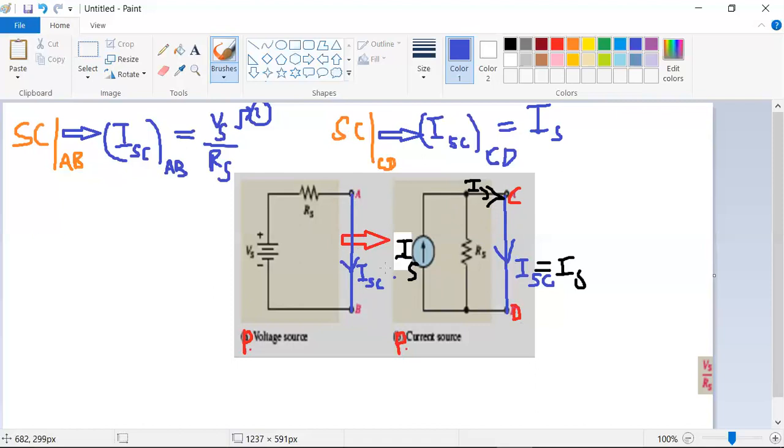While finding the short circuit current, here I got Isc of the A and B terminals equal to Vs by Rs. Here I got Isc across the C and D terminals, flowing through the C and D terminals, is Is. Now let me write this as equation 2.